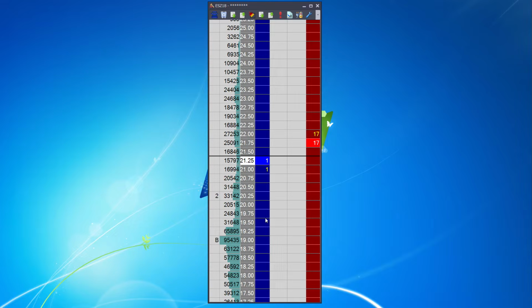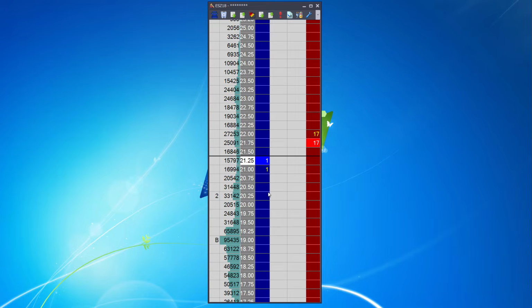So instead of executing a trade off of a chart, you can just execute your trade straight off the DOM. So if you do use charts, I do recommend having a DOM next to it, so that you can manage your trade a little easier. And when I show you that breakout trade, it'll make more sense.